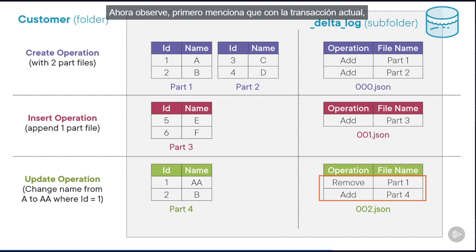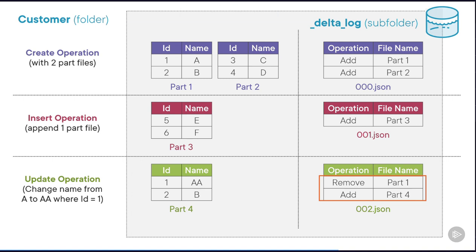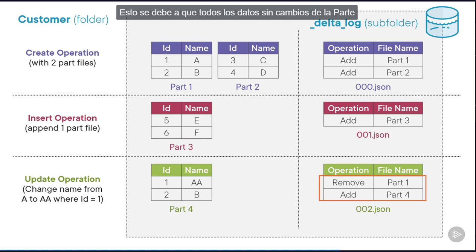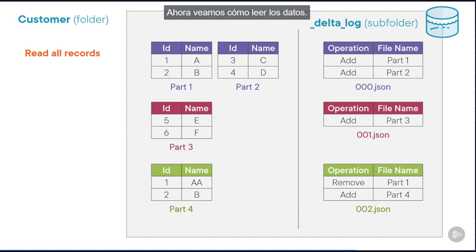Now notice, first it mentions that with current transaction, part 1 is no longer required. This is because all unchanged data from part 1 has been added to part 4, and modified rows have also been added to part 4. So remove part 1 and then add part 4. This is how update operation is performed. Now let's see how to read the data.